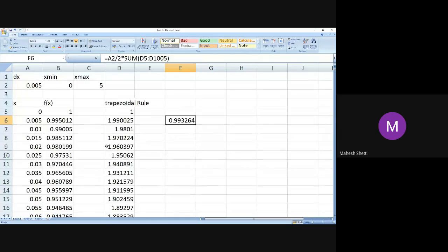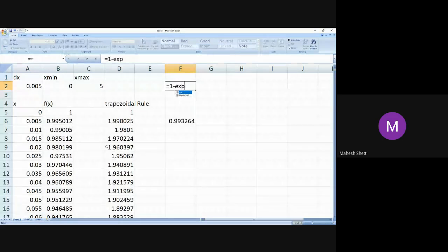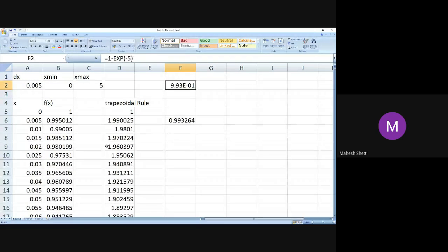Now, what is the integral of e raised to minus x dx? It is e raised to minus x upon minus 1. And you put the limits 0 to 5. Because of the minus sign, you can interchange the order. So it becomes e raised to 0 minus e raised to minus 5. What is e raised to 0? It's 1. Okay, so let me calculate here: 1 minus exp of minus 5. And you see it is 0.993.